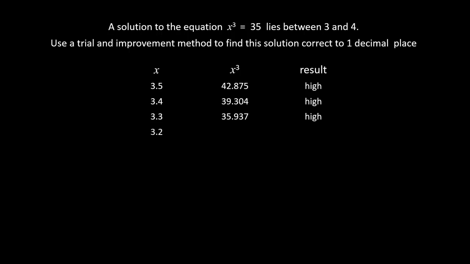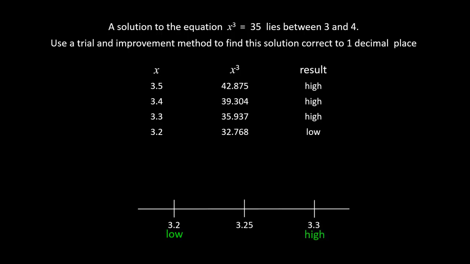Let's try 3.2, and that gives us 32.768. Good, we've got one too low. So now we've got neighbouring numbers, 3.3 and 3.2, one's too high, one's too low. So we know our solution is in between them. We don't know if it's 3.2 or 3.3, but we know it lies in between. So let's get this little graphic up there. 3.2 was too low, 3.3 was too high. So we've got to go in between. So that will be 3.25.